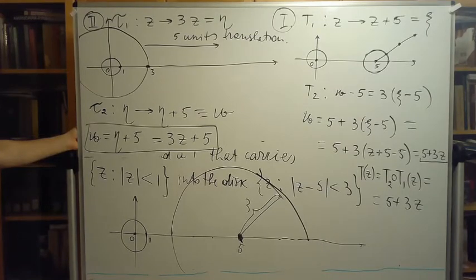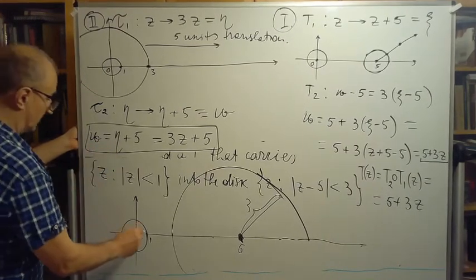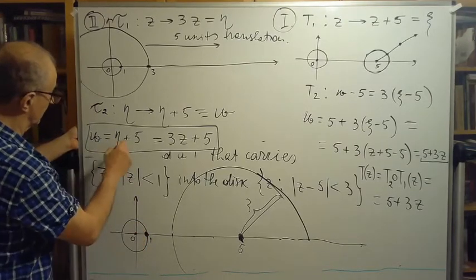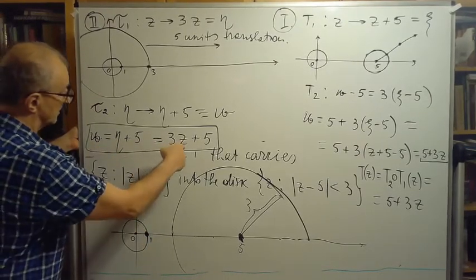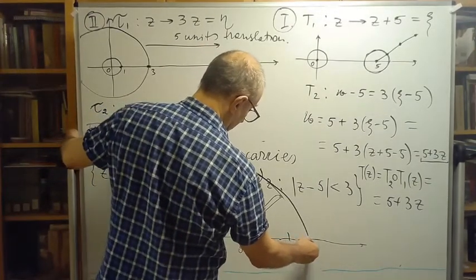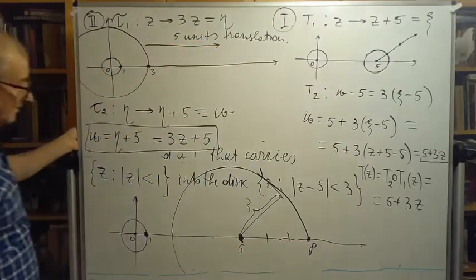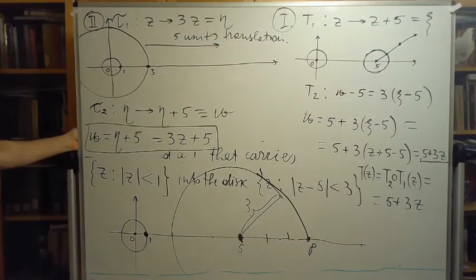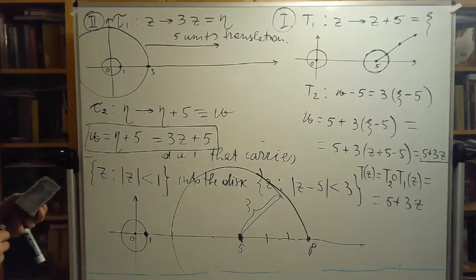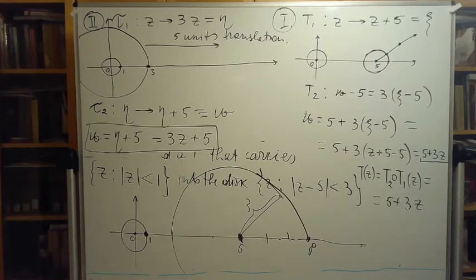Z plus 5. For instance, what will be the image of point 1 under this transformation? If I substitute 1 into this formula, I will have W equals 3 times 1 plus 5, 8. Yeah, it looks like it will be the right point. So that's how we can compose transformations, and these are the easiest examples.